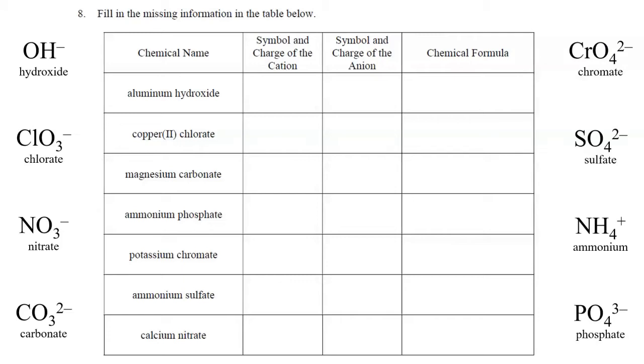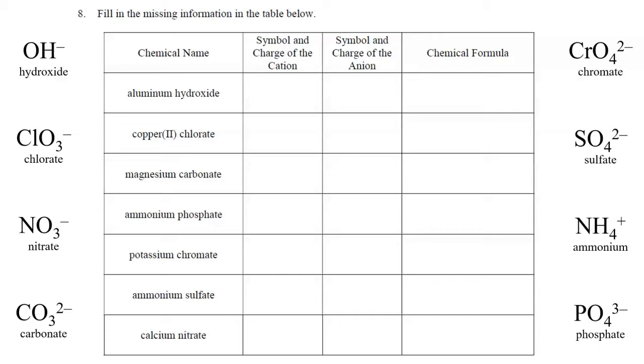Number 8, fill in the missing information in the table below. Now we are going to have to supply symbol and charge of cation and anion in which there may be a polyatomic ion present in this formula. So in the previous examples, they were monoatomic ions. So now we see polyatomic ions.